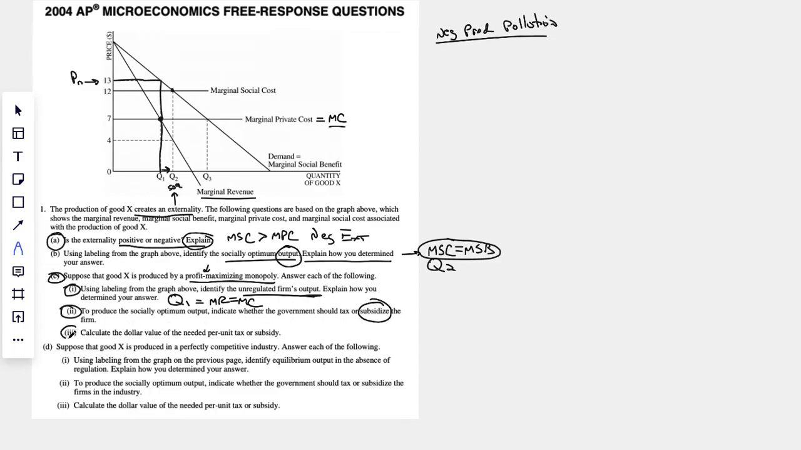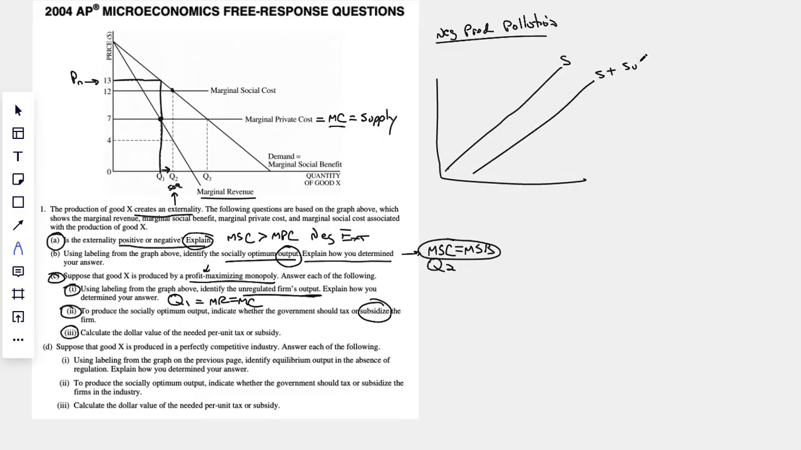And then they want us to calculate the dollar value of the needed per unit tax or subsidy. So what we have to recognize is, and let's just draw it in the way we know it, right? Here's our supply curve. Remember now, your marginal cost curve is your short-run supply curve. So when you subsidize a good, we tend to get more of it. So this would be S plus the subsidy. It's going to shift it to the right.